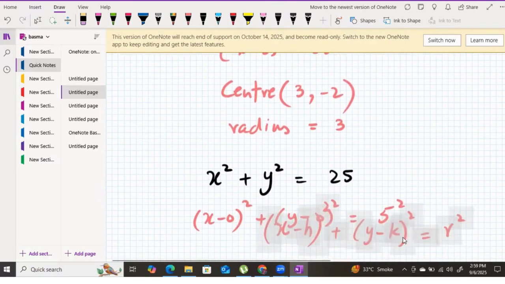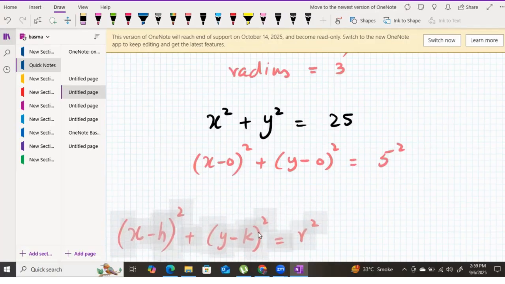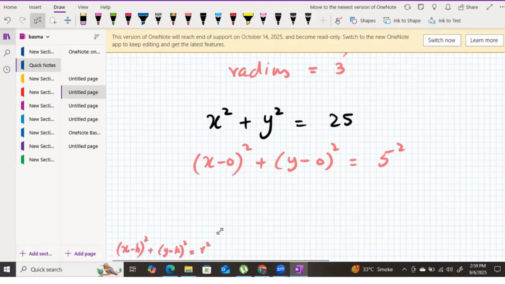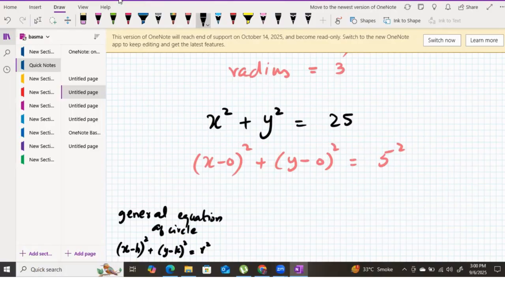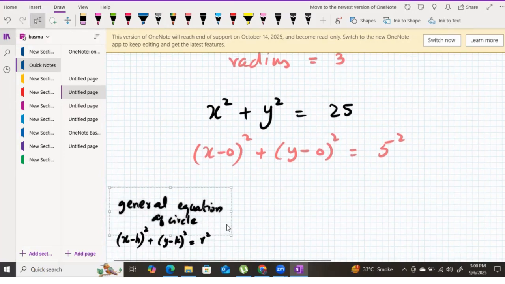Okay, so here I'm gonna copy it here. So now you can tell me, let me make it another color. This is the general equation for a circle, written here. So comparing it with this general equation of a circle, what is going to be your center here?